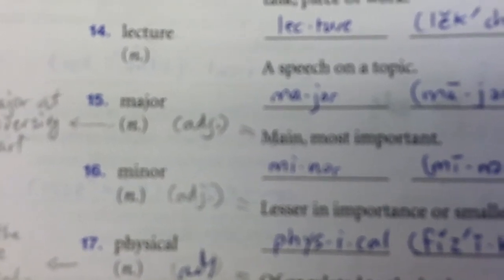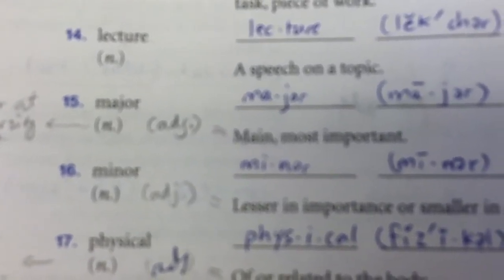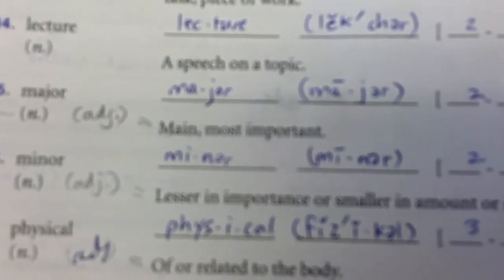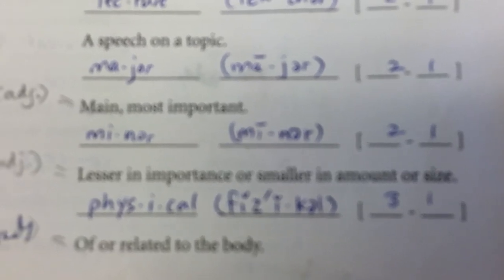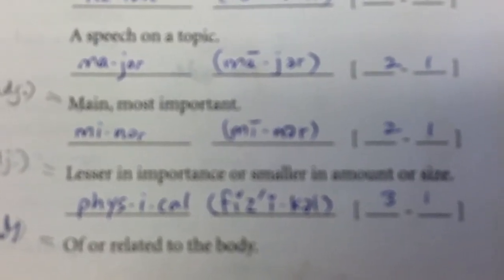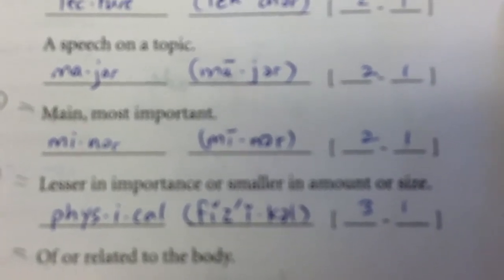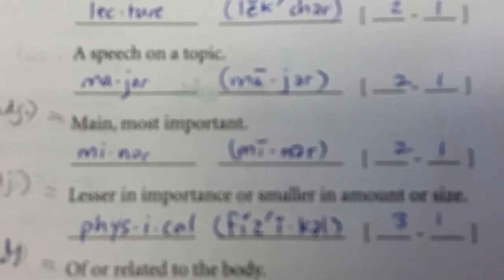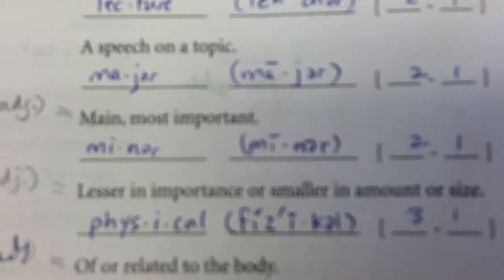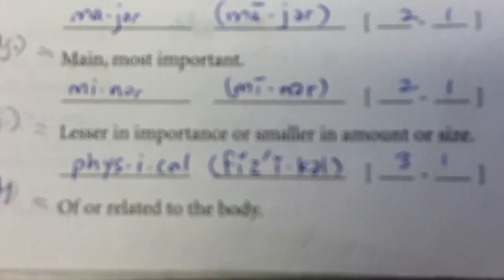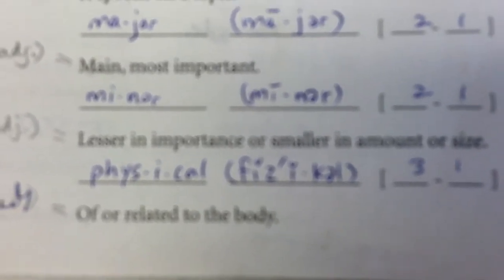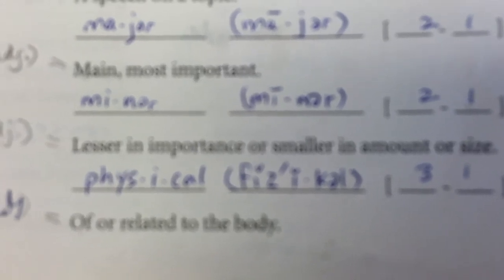Minor. Again, it says N, but I want you to put A-D-J for adjective, because here we have the definition that says lesser in importance or smaller in amount or size. So minor, M-I dot N-O-R. Syllable stress code? 2-1. Minor. So the minor details. In a university, you can have a major. Some universities also let you take a minor, which means you take some units, but not quite as many as a major.